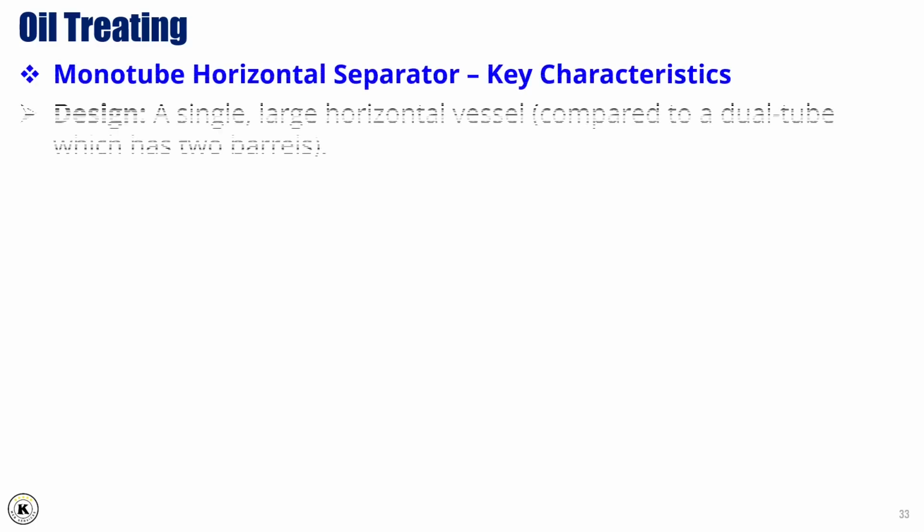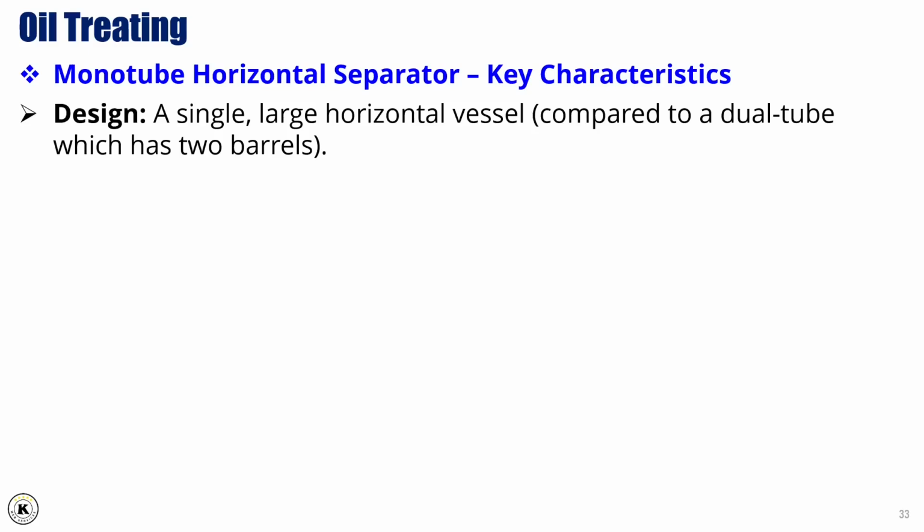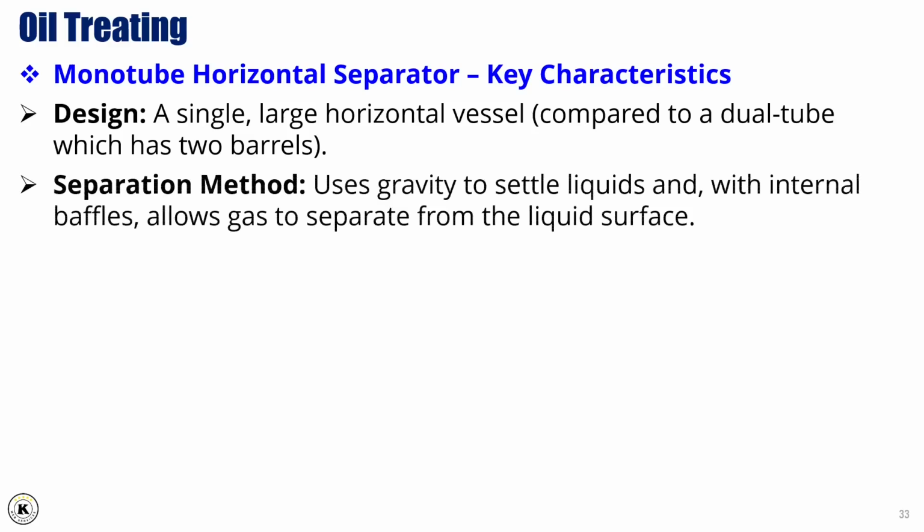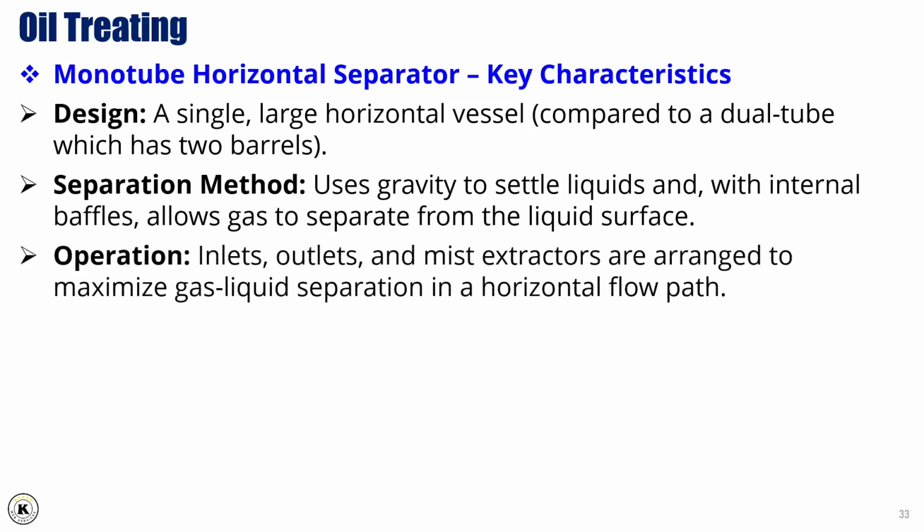Monotube horizontal separator key characteristics. Design: a single large horizontal vessel, compared to a dual tube which has two barrels. Separation method: uses gravity to settle liquids and, with internal baffles, allows gas to separate from the liquid surface. Operation: inlets, outlets, and mist extractors are arranged to maximize gas-liquid separation in a horizontal flow path.